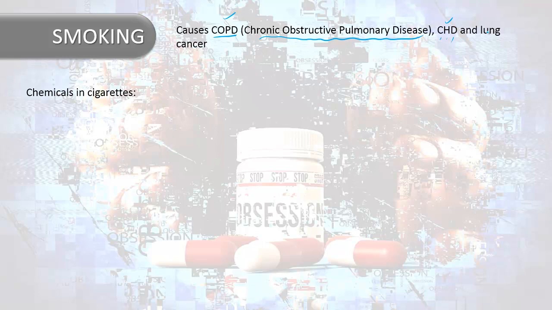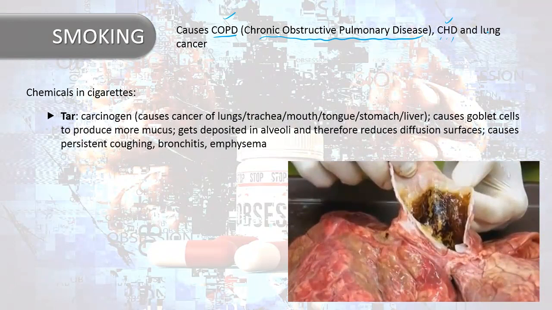To begin with, there are three main chemicals in cigarettes that you need to be aware of. The first one is tar. Now, tar is a carcinogen. I'm sure you're aware what that means. It causes cancer. It's a substance that causes cancer. And as I just mentioned a little while ago, tar can cause cancer of the lungs, the trachea, the mouth, the tongue, the stomach, the liver.